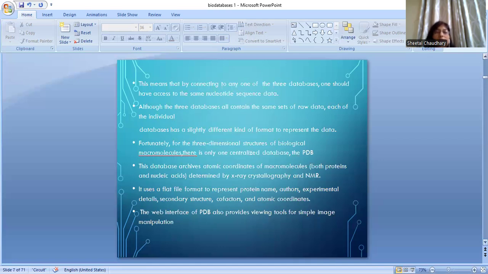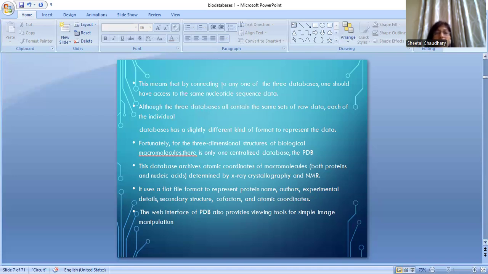This means that by connecting to any one of the three databases, one should have access to the same nucleotide sequence data. Although the three databases all contain the same sets of raw data, each of the individual databases has a slightly different kind of format to represent the data. So each database uses a different kind of format to represent the data.